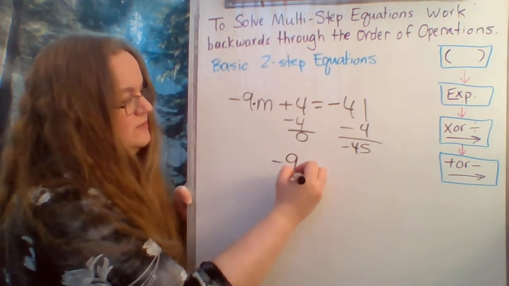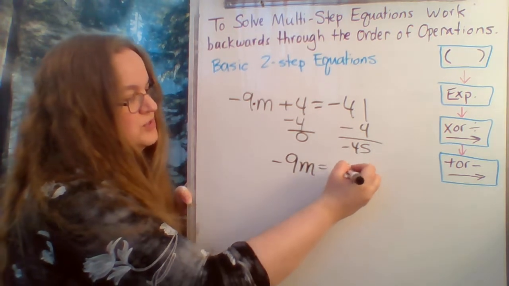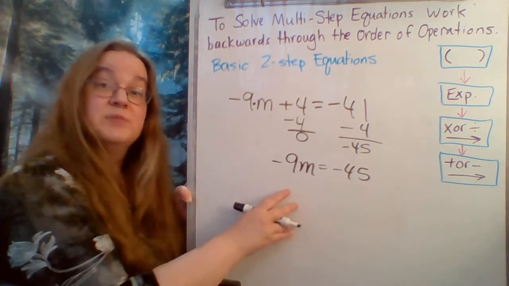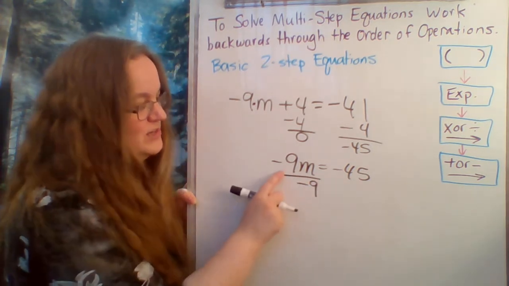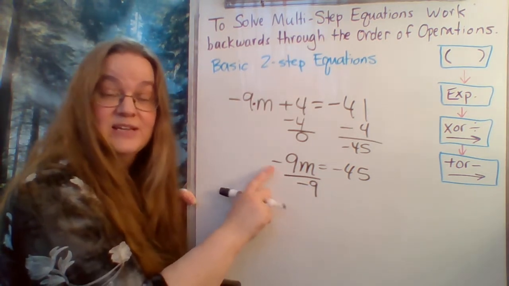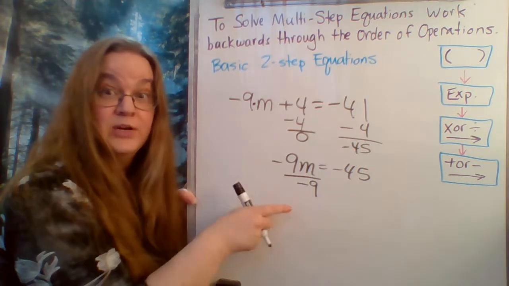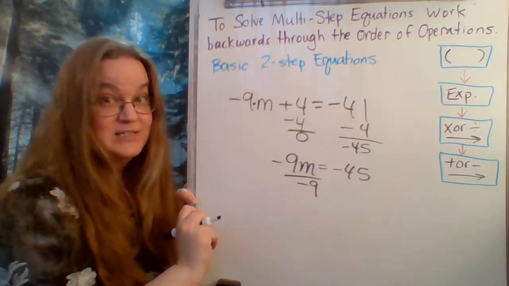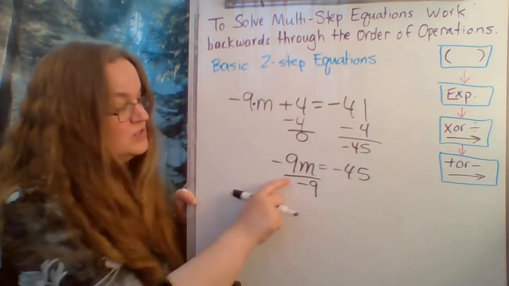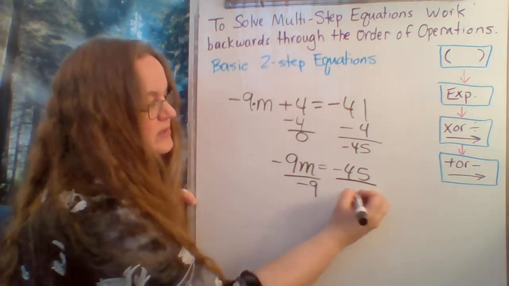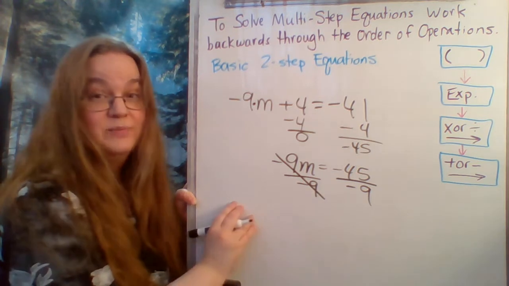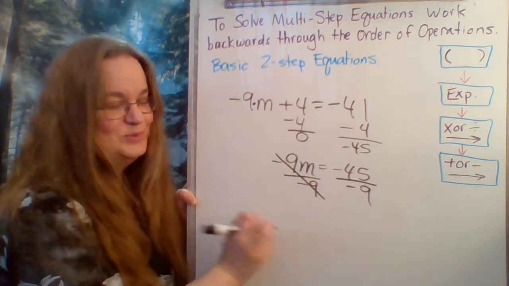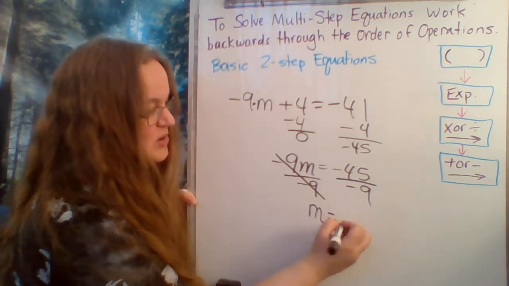I'm left with negative 9 times mystery number equals negative 45. The opposite of multiplying by negative 9 is dividing by negative 9. Notice I'm using the sign of that because I just want a coefficient of 1. Any number divided by itself is always going to be 1, so whatever this is, that's what I'm dividing by. And so I'm dividing by negative 9. Negative 9 divided by negative 9 is 1, and 1 times m is m because of the identity property.